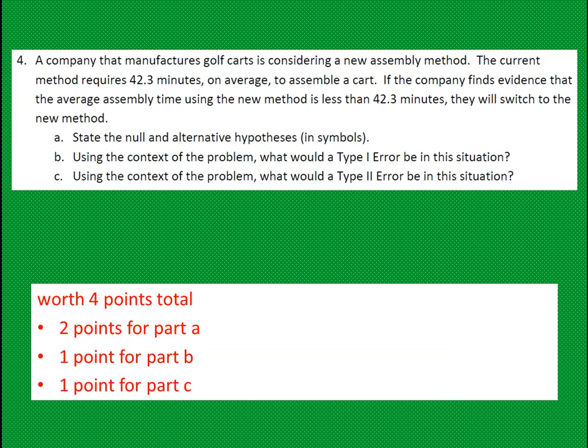If there's no context in B and C, there's no partial credit. That has to be there. Since they're only worth 1 point, that basically zeroes it out if the context is missing.